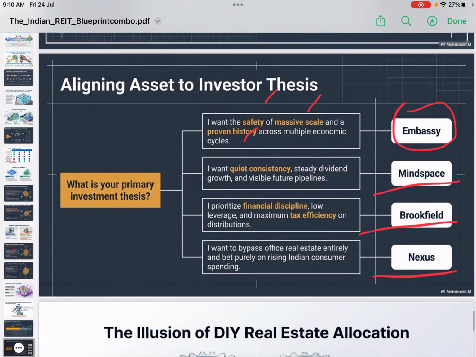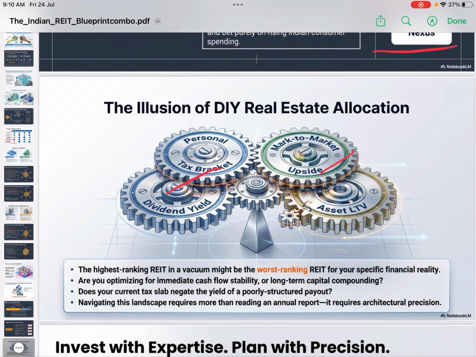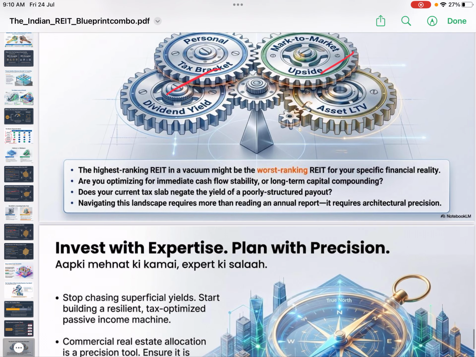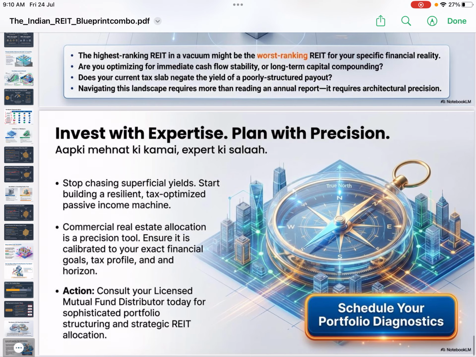Okay, and lastly, see, REITs are not something that you can do by yourself, first of all, because there is taxation, there is mark to market, and every REIT you select has to be learned in detail and researched in detail, and then accordingly you have to invest. So similarly, we also provide our investors these investment opportunities, do the analysis for them and help them in their investing. So if you are thinking of investing, you can connect with us.